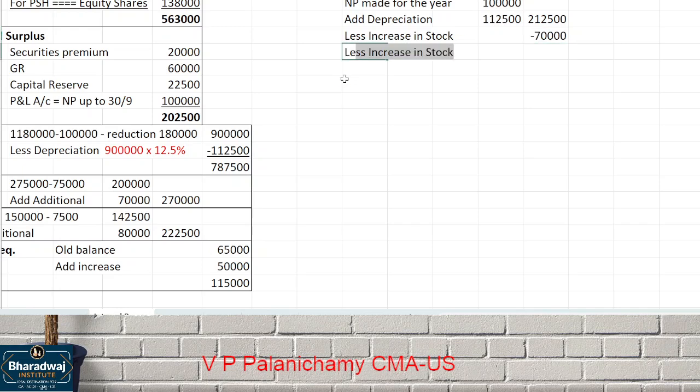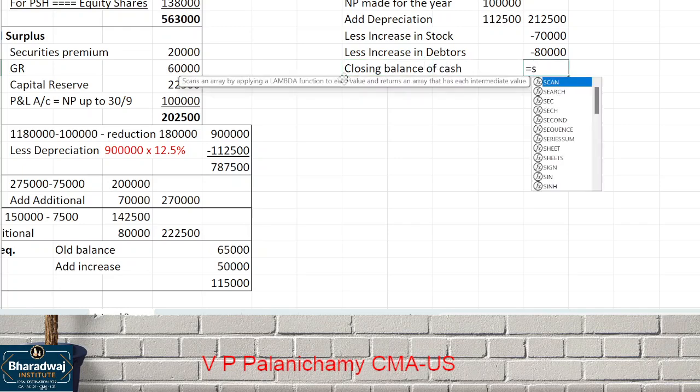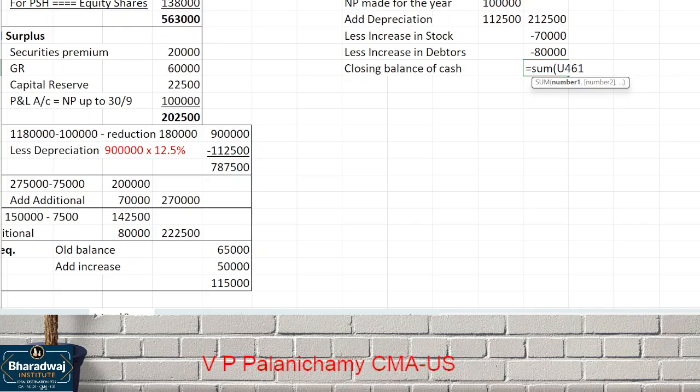70,000. Less increase in which one? Debtors. Debtors how much? 80,000. If you do that, you should get the closing balance of cash, because net profit is after providing all your operating activities and other things, right? This should have been the closing balance of cash.